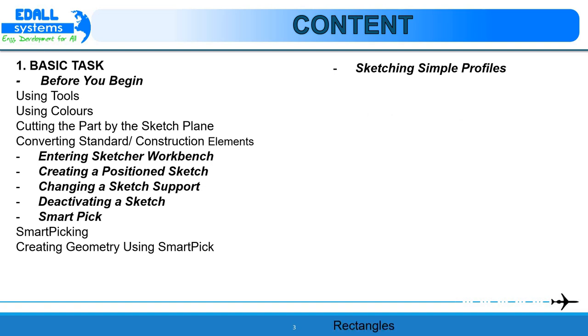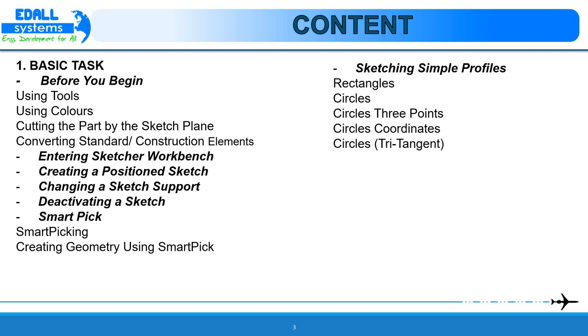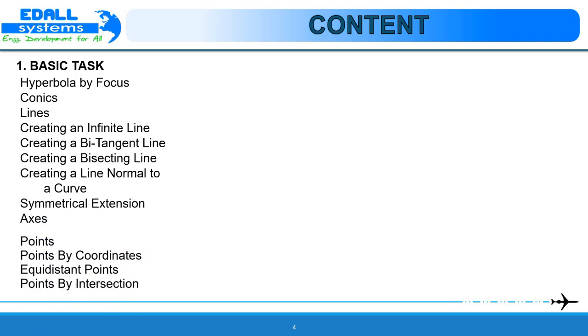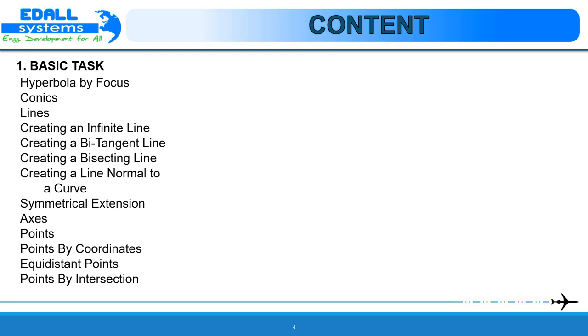Under Sketching Simple Profiles, we have rectangle, circles, circle 3 points, circles by coordinates, circle by tritangent, arcs, arcs by 3 points, arcs by 3 points under limits, spline, converting curves with a spline, connecting curves with an arc, ellipse, parabola by focus, hyperbola by focus, conics, lines, creating an infinite line, creating a bitangent line, creating a bisecting line, creating a line normal to a curve, symmetrical extensions, axis, points, points by coordinates, equidistant points, points by intersection, points by projection.